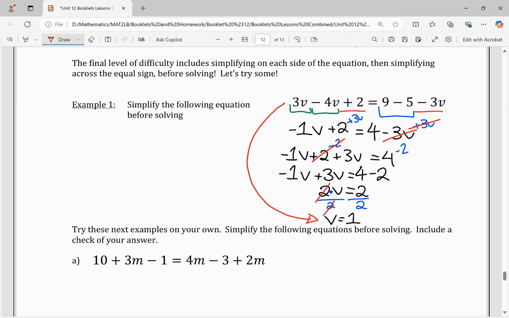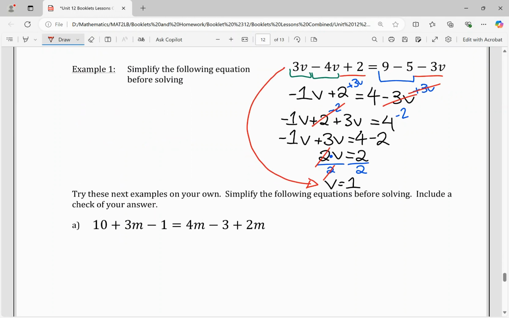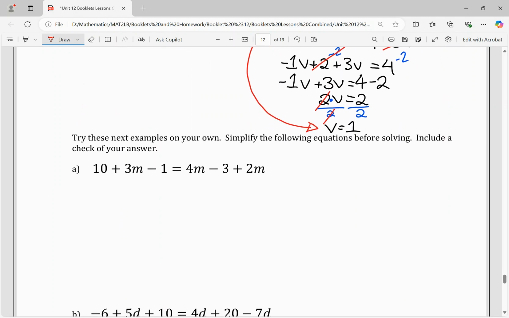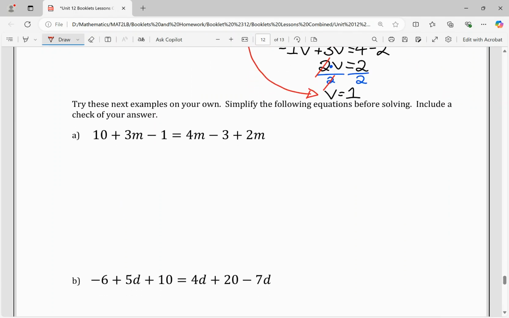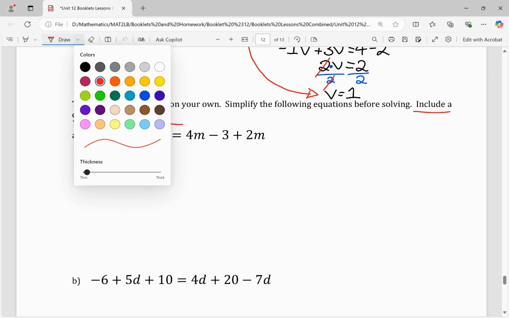Let's try another example. Try these ones on your own. Make sure that your answers match mine. And I do give you space, so you can include a check of your answer. And I'll try to leave space on my own screen to do that as well.